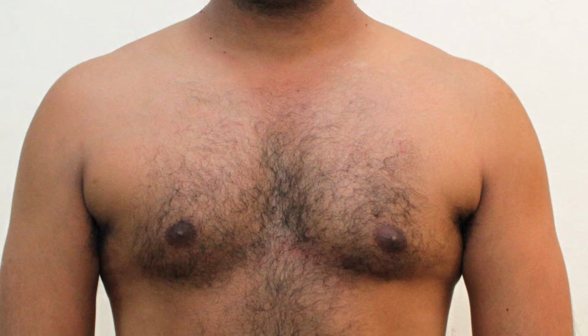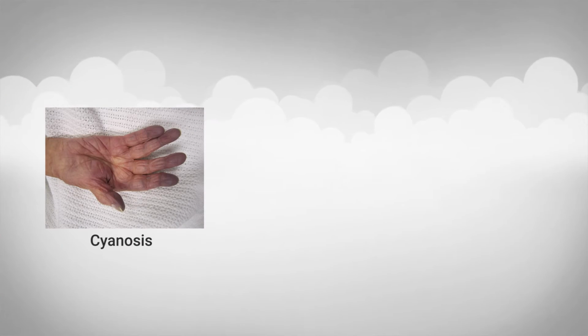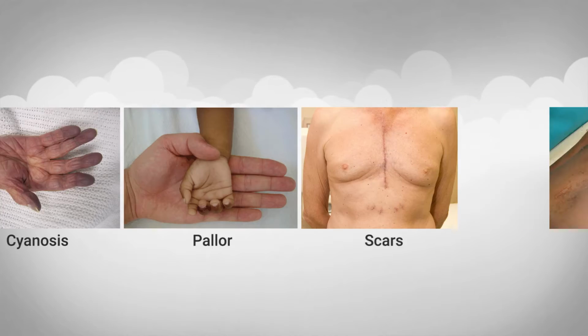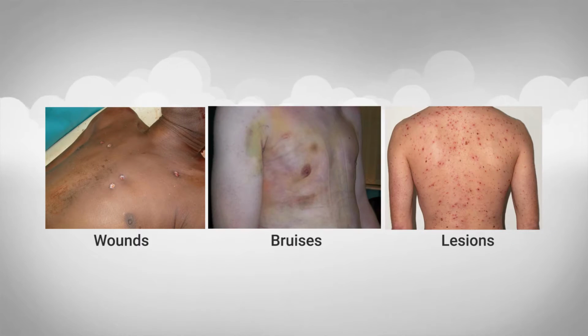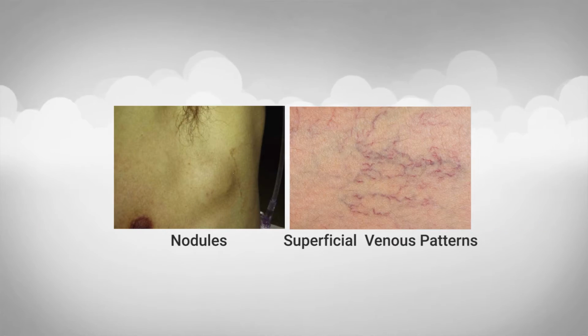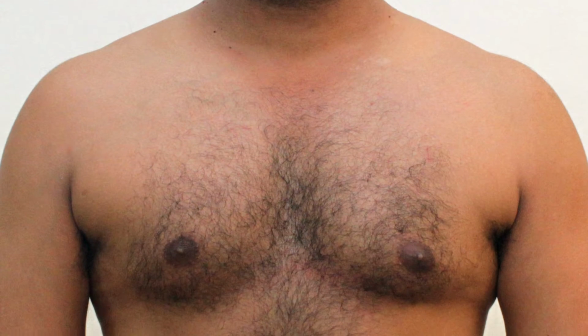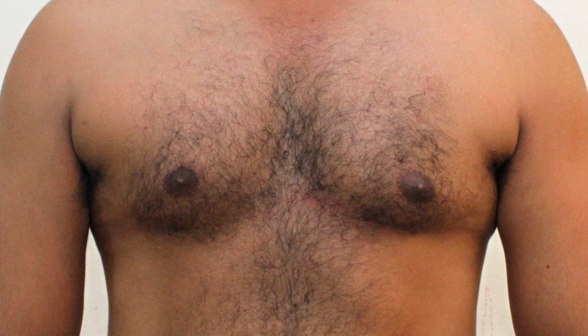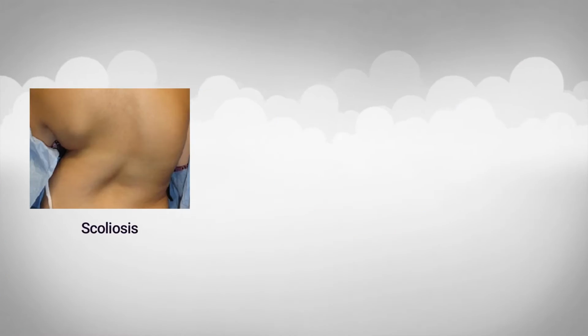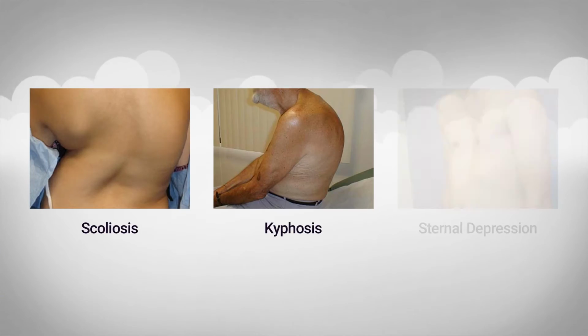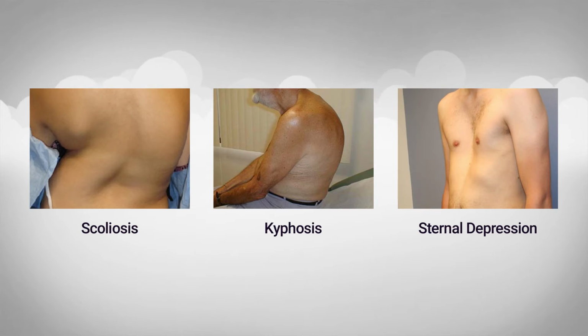Inspect the skin of the chest wall. Check for cyanosis, pallor, scars, wounds, bruises, lesions, nodules, superficial venous patterns or dilated veins. Observe the precordium and chest wall for any bulging or deformities such as scoliosis, kyphosis or sternal depression.